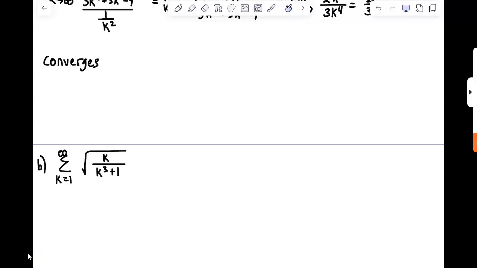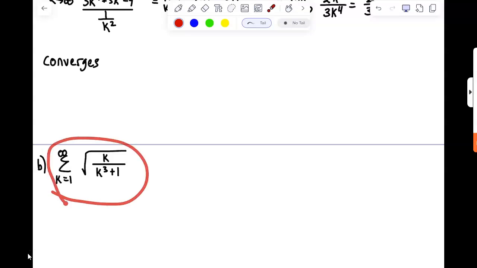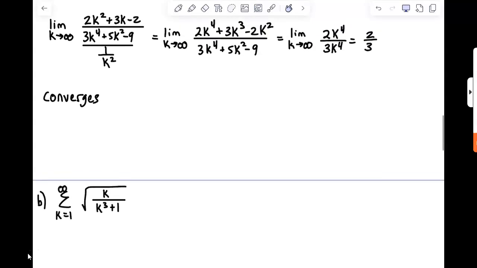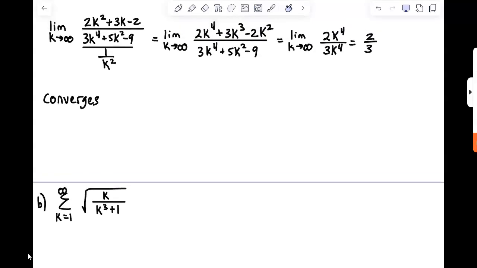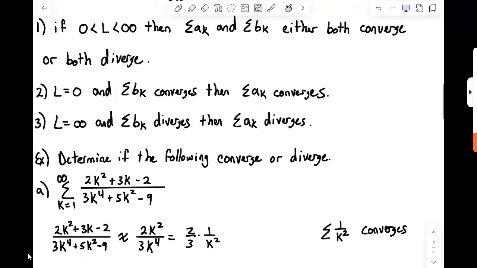Okay, so welcome back. This time we want to talk about whether or not this infinite series, the sum from k equals 1 to infinity of the square root of k over k cubed plus 1, converges. So what we're looking for is a series to compare it with.